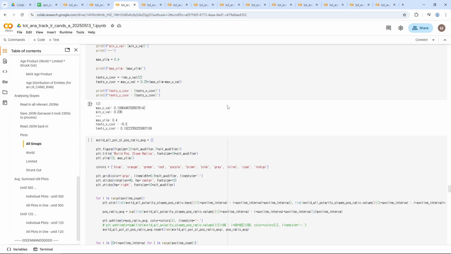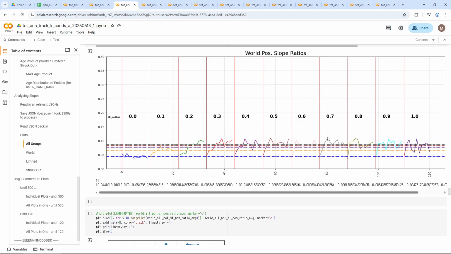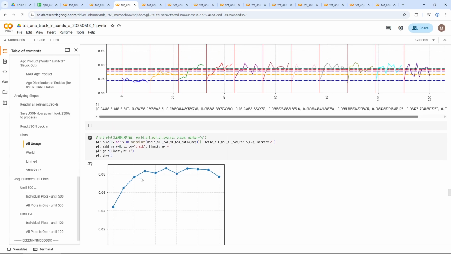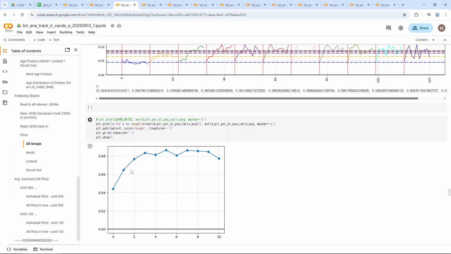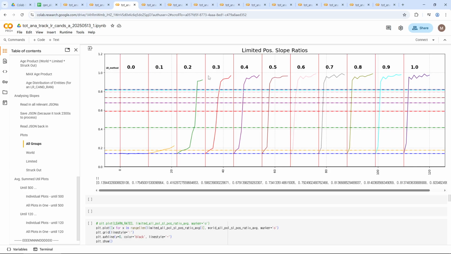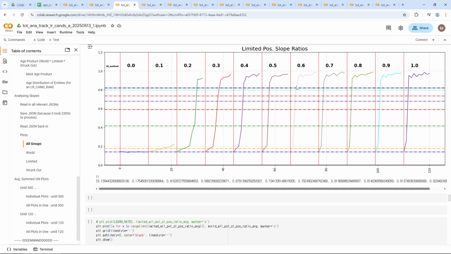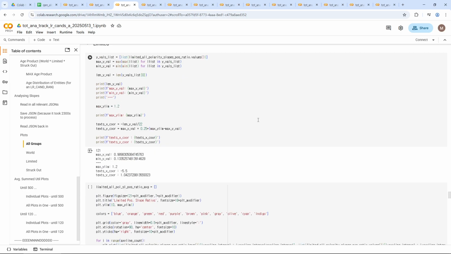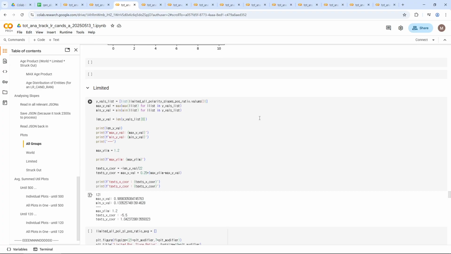Yep. And for the world, this is the positive slope ratios for the world per learn rate, and average per color or per learn rate. It increases and then it just hits a plateau and then just oscillates. For the limited, again hitting the very top, kind of, but because they're being inflated.